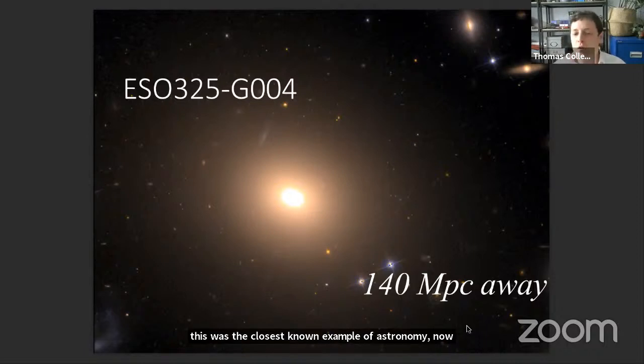Now, this might not look to you like a strong gravitational lens. You see the massive elliptical galaxy, but you don't see the extended arcs, the rings of that background source. The reason is that this lens is incredibly close, and so it's incredibly bright. You have a contrast problem.